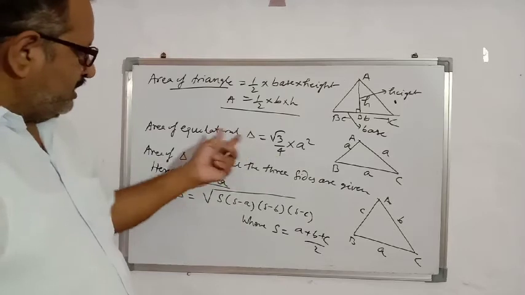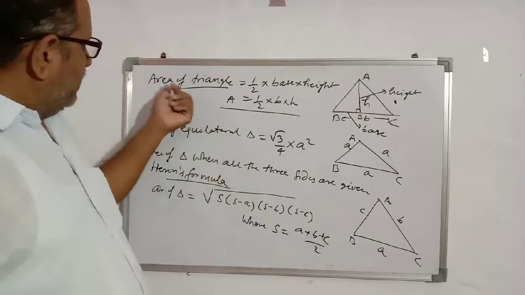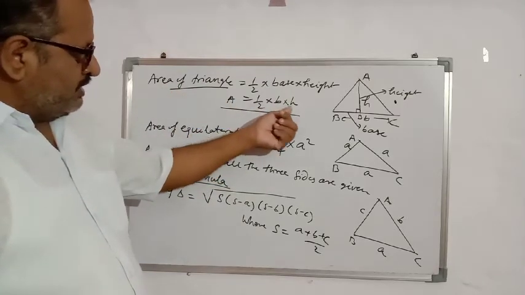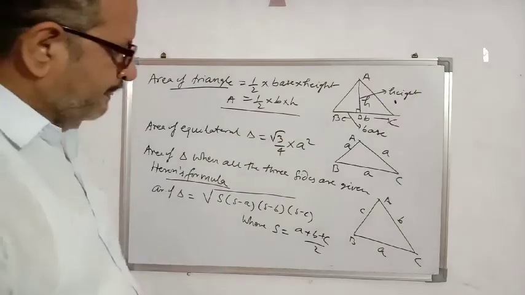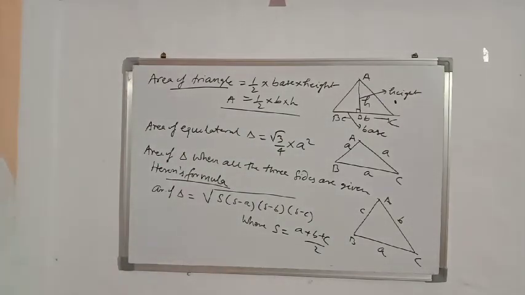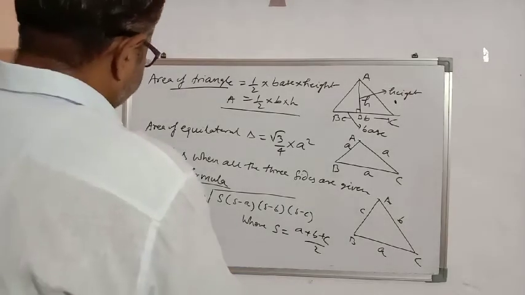This formula is for a triangle given by its three sides. And area of triangle is equal to half base into height, which we can use for any triangle. Let us see the next formula for area of triangle.